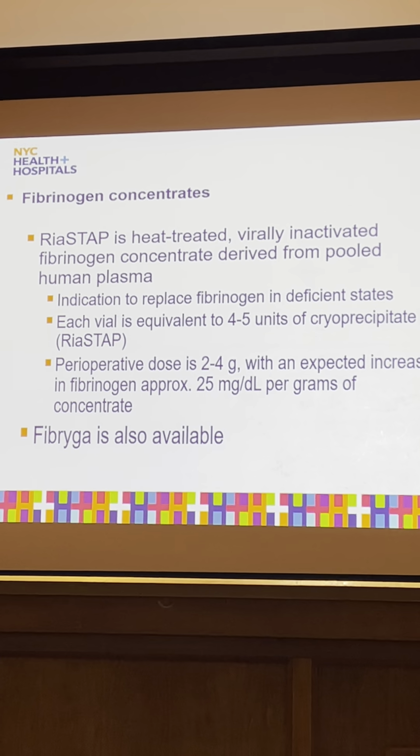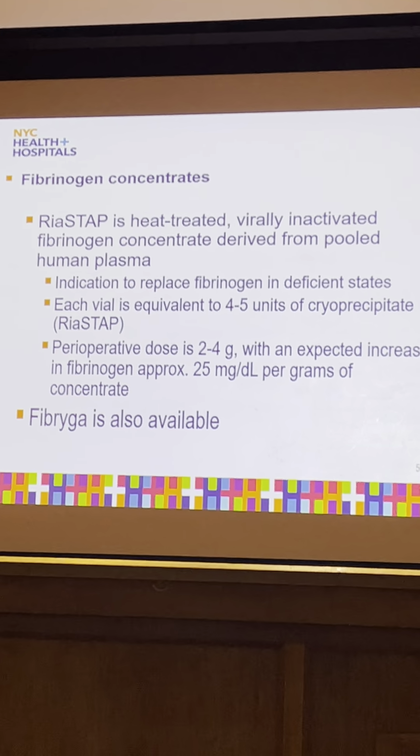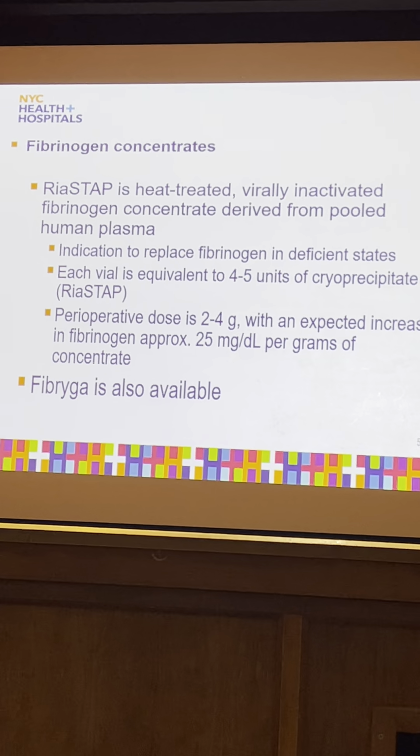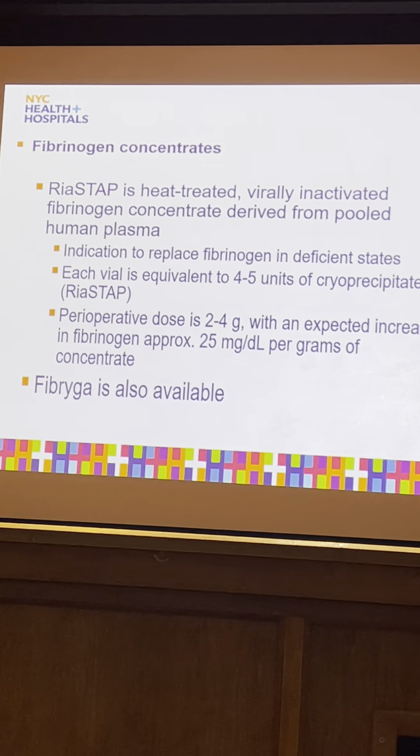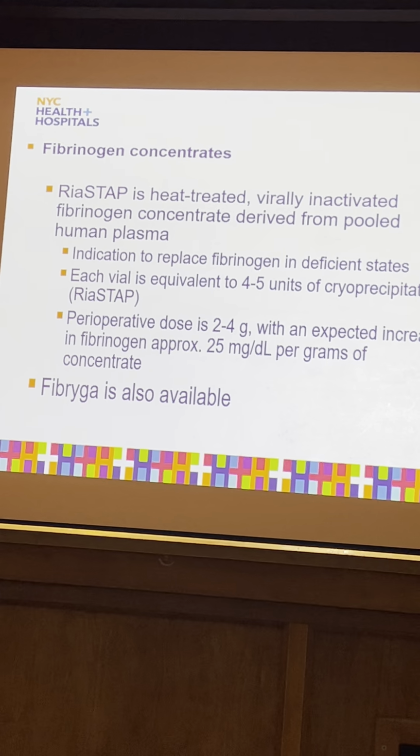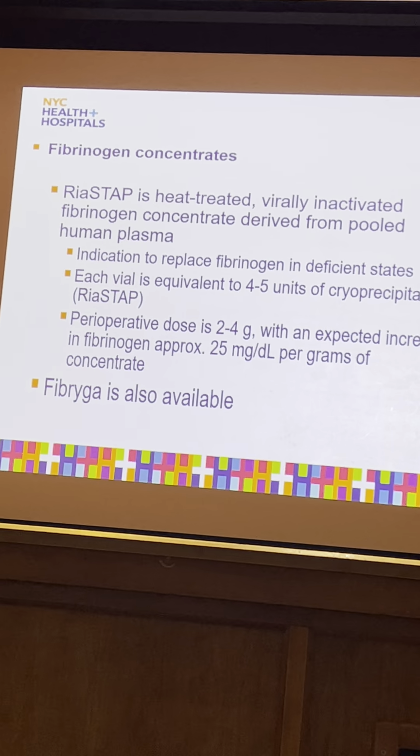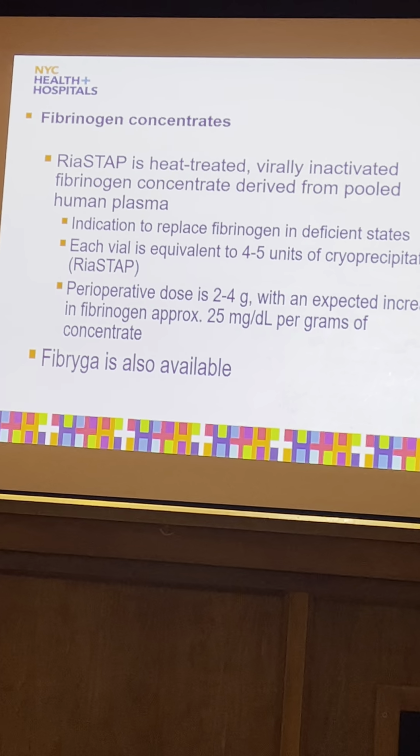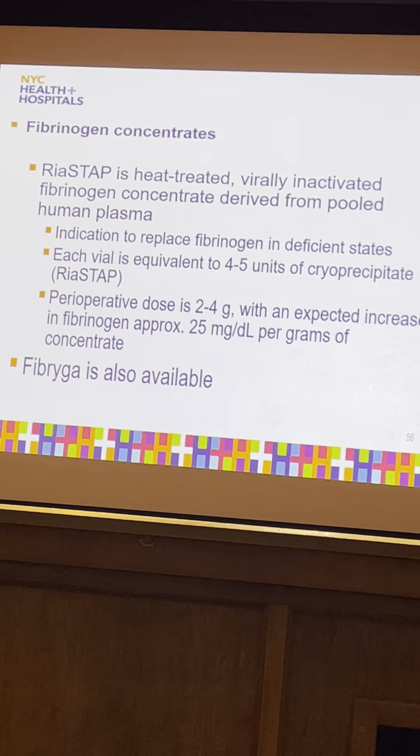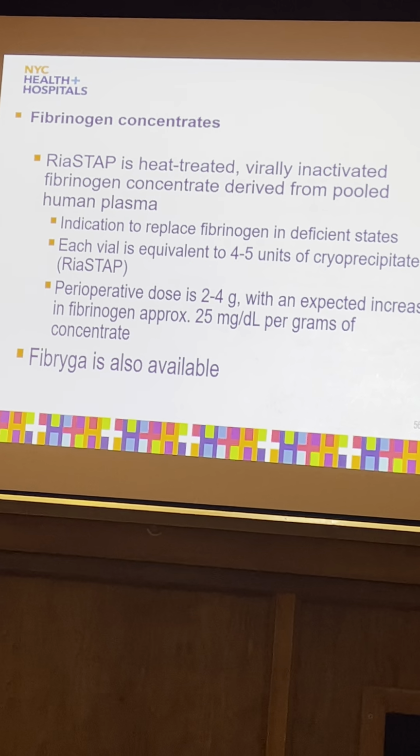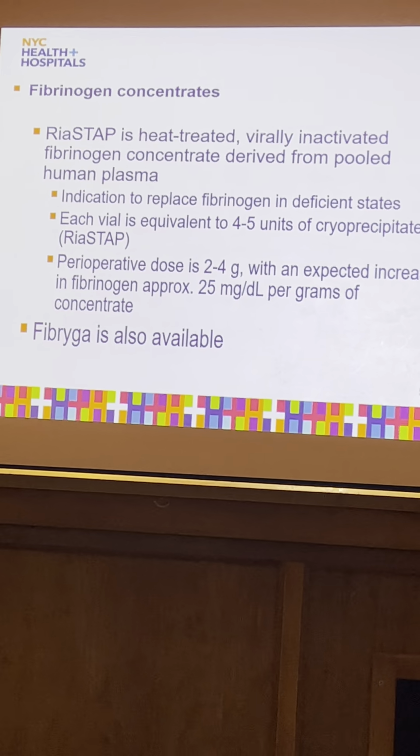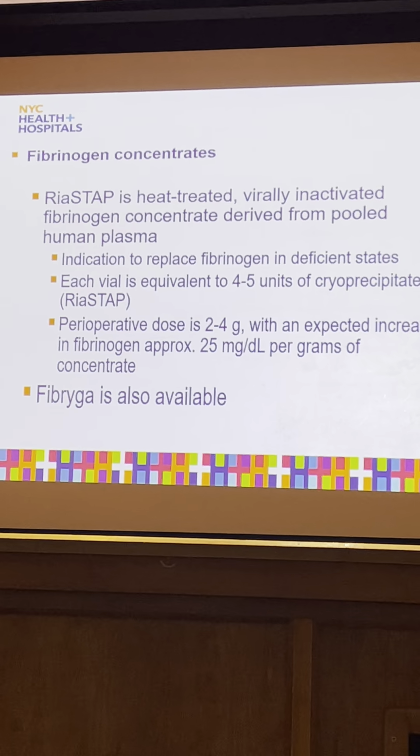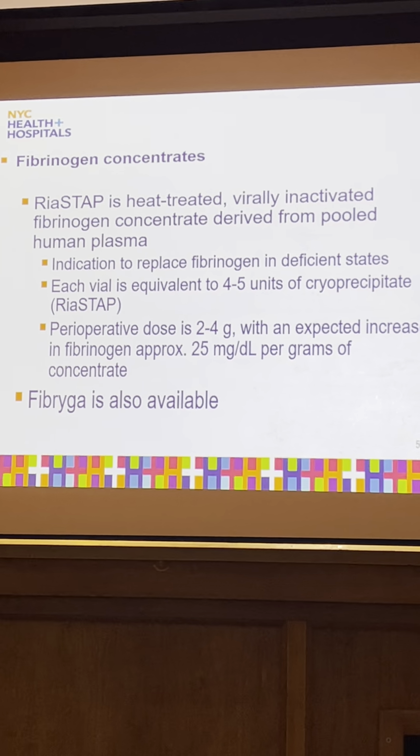And then for fibrinogen concentrates, the two major companies are RiaSTAP and Fibryga. So I added Fibryga yesterday. Like I said, a pharmaceutical agent kind of let me know that it's available. So RiaSTAP is probably more common. Like I said, we order these products if you guys need it from New York Blood Center. They provide and they order it when needed. I spoke to our manager at Elmhurst. We haven't gotten these orders as of late, but if you guys need it, we can obtain it.